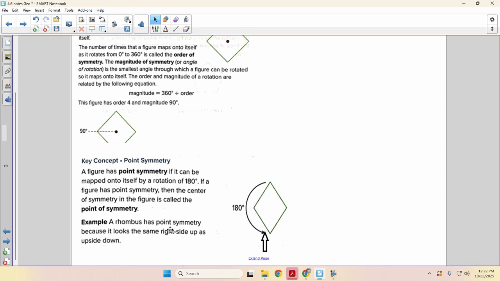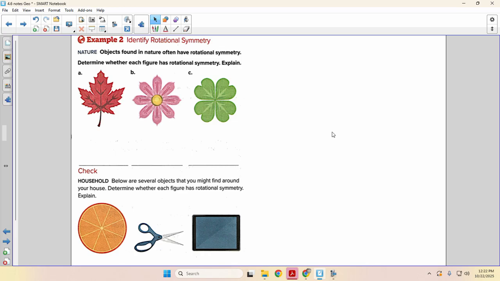One of the tricks is it looks the same whether it's right side up or upside down. All right, in nature, there is a bunch of rotational symmetry. So let's look at these little shapes right here. And if you're following along in your book, we're on page 277. And we look at this leaf.